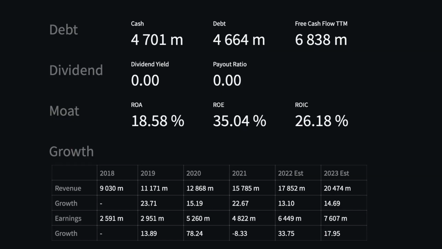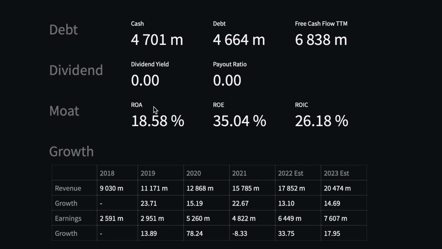Okay, now let's look at some of the ratios. We will look at their debt level, we will look at their growth rate, and numbers indicating their competitive advantage, their moat. Okay, if we look at some of their ratios, we can see that they have 4.7 billion in cash. We can see that they have close to 4.6 billion in debt. Debt seems not to be an issue if we consider that they have 6.8 billion of free cash flow. They don't pay a dividend. If we look at their competitive advantage, we can see that they have return on assets of 18.58%.